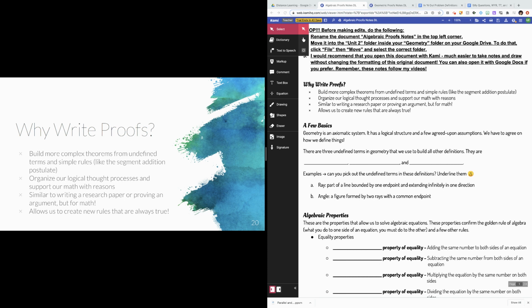We kind of know innately that it's true. But there are a lot of other rules in geometry that are a lot more complicated, and theorems that are a lot more complex, that we use things that we already know to prove that those rules work all the time. It gives us a way to organize our thought processes and support our math with reasons.